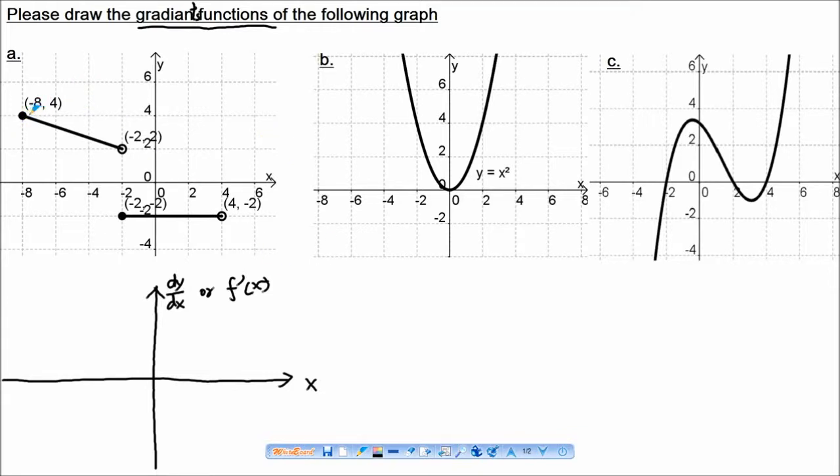Now, if you have a straight line there, you have to find its gradient. The gradient of this line, this part here, is a minus number. It's going to be rise over run. The rise is from 2 to 4. The run is from -8 to -2. So it's 2 divided by -6, which is -1/3.